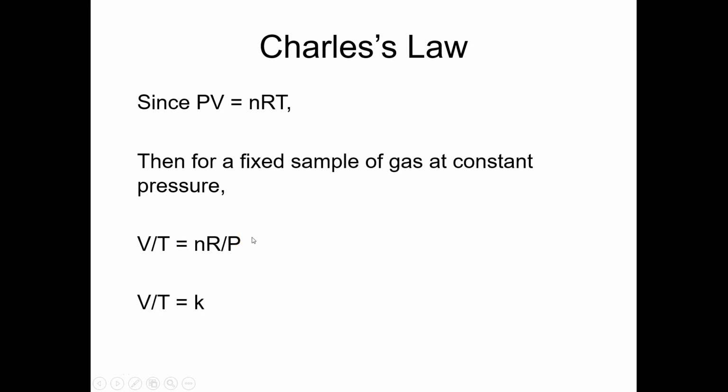So therefore, at fixed pressure and number of moles, V over T is always going to be equal to some constant. So no matter what set of conditions I do in terms of changing the volume or changing the temperature, as long as I don't change the pressure or the number of moles, I can set those two conditions equal to each other. And so V1 over T1 is equal to V2 over T2.